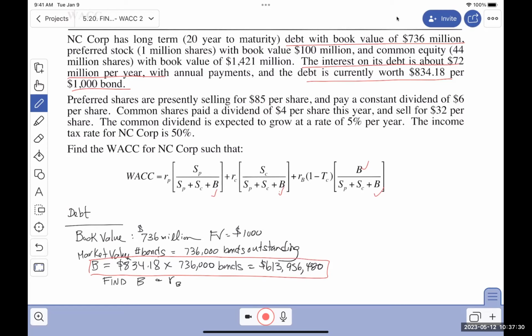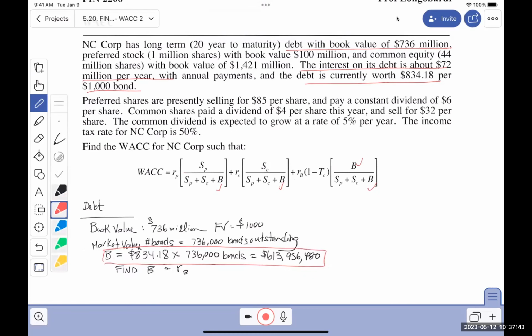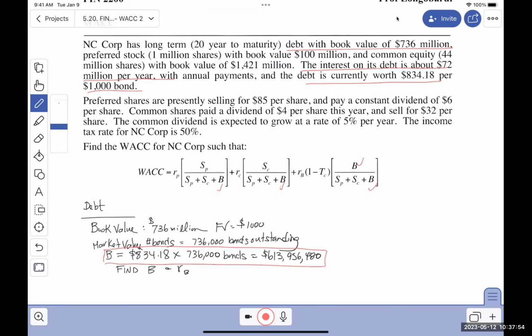The interest on the bond. And how do you find it? 72,000 million per year annual payment divided by the amount of bonds. So we'll have the annual payment per bond. So it's $97.83 per year per bond.